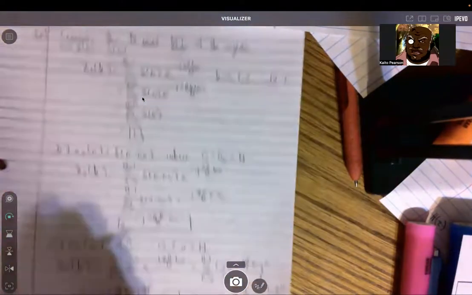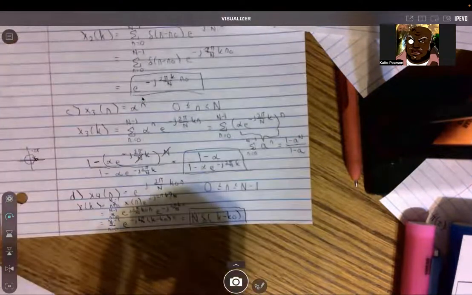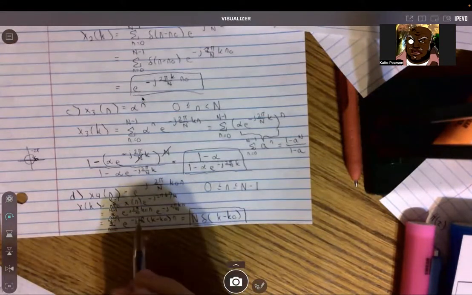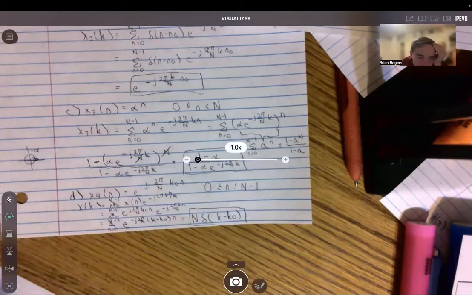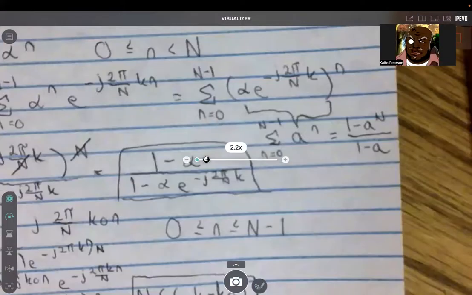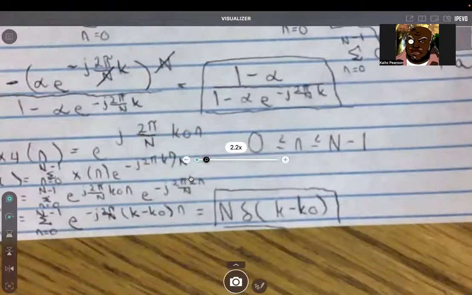Okay, I have a question for this problem. I can't really see, but okay, wait. Maybe you just forgot to write an N somewhere. I think this one, for part.